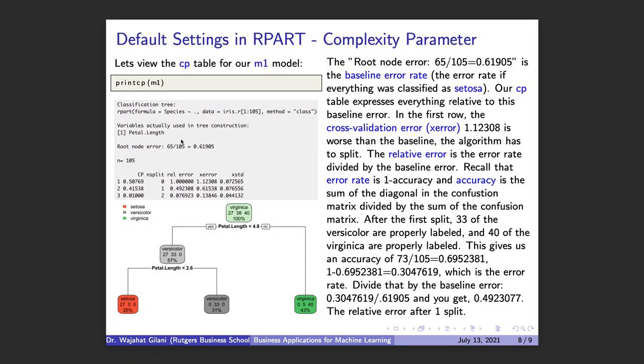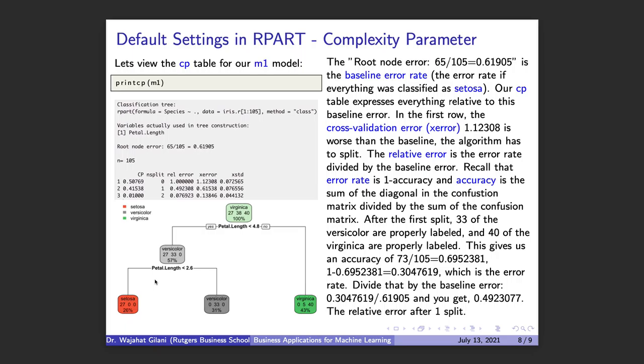Now, what is the relative error? Where does this come from? Like I said before, the relative error is basically the error rate at that point in time of your analysis divided by the baseline error. See how the relative error for the first row is 1, or 100%? Well, what's my error rate in the first box? You guys remember what error rate is? Error rate is 1 minus accuracy. We just talked about what accuracy is.